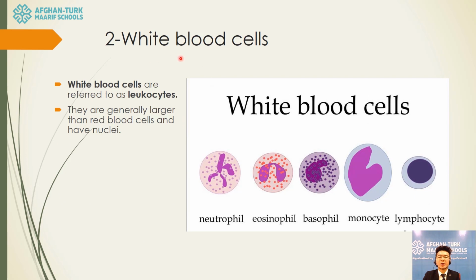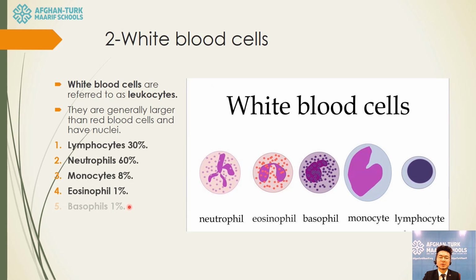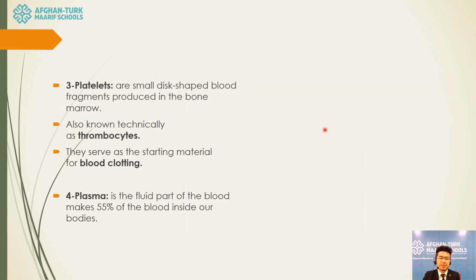The second one is white blood cells. White blood cells are known as leukocytes, and they are generally bigger, and they also have a nucleus. There are five types of white blood cells: lymphocytes, which make 30% of all white blood cells in the blood; neutrophils, which make 60%; monocytes, which make 8%; eosinophils 1%; and basophils 1% of all our white blood cells.